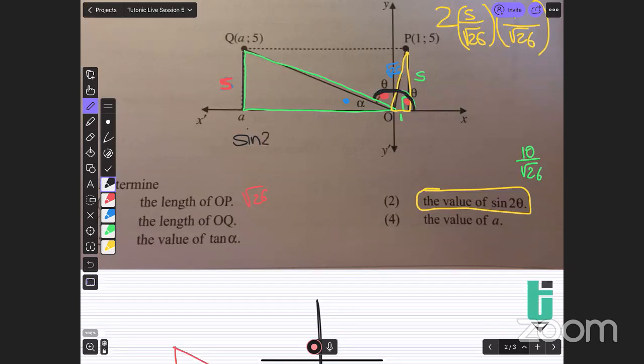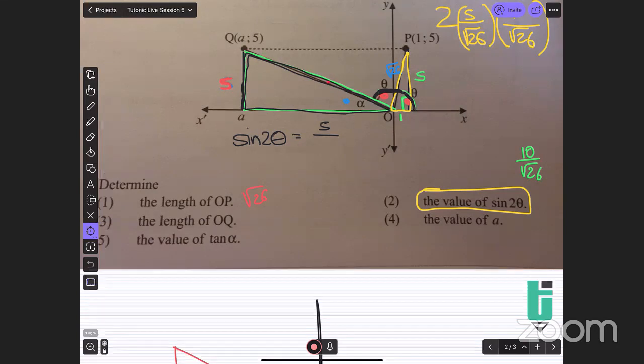2 theta, right? That's going to equal the opposite side in this triangle, which is what? What's the opposite side in this triangle? 5. 5 over? A. Not A. Root 26. Not root 26. It's the hypotenuse, which is OQ. Of this triangle. Do you guys see that?